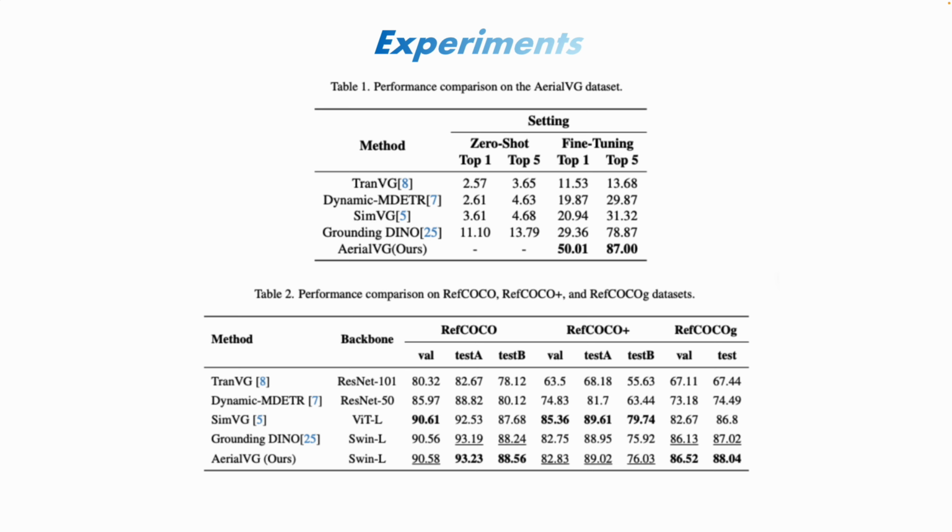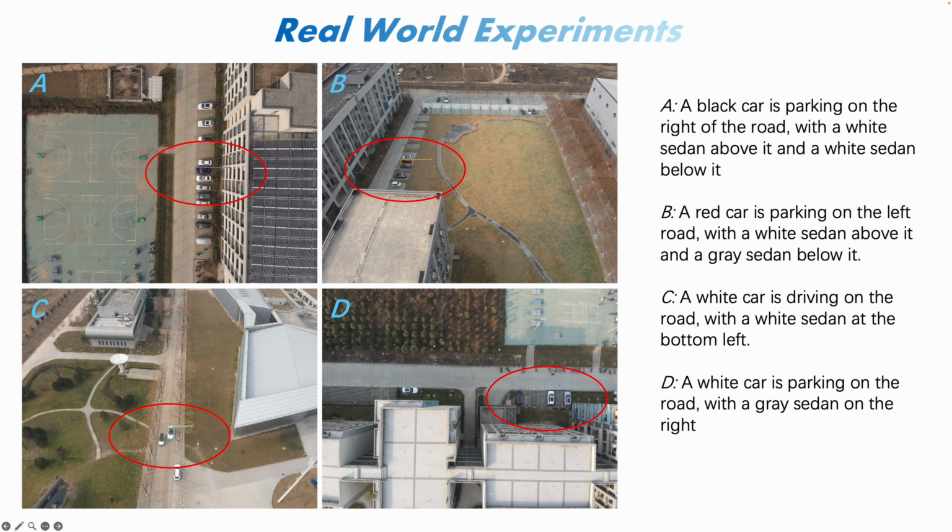In addition to the AerialVG dataset, we also evaluate our AerialVG model on other datasets to assess its performance on standard visual grounding benchmarks. As shown in Table 2, our AerialVG model also presents good performance across multiple metrics on the RefCOCO series datasets, achieving comparable results with previous state-of-the-art approaches.